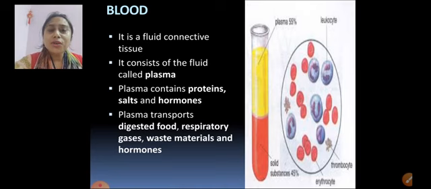Okay, now see how important plasma is. Plasma contains different proteins, salts, and hormones, animal hormones. And this plasma is also important because it is transporting the food which we digest from one part of the body to another. It is also transporting the respiratory gases, carbon dioxide and oxygen. This plasma is also transporting the waste materials which the cells produce after utilizing the food, and also the hormones from one part to another. That was about the plasma, the fluid part.